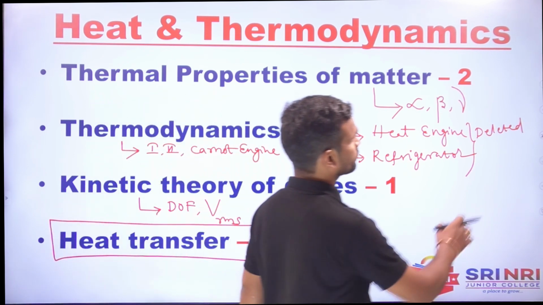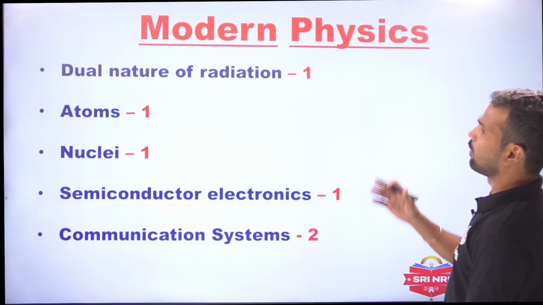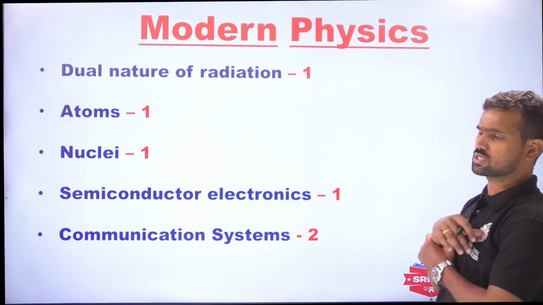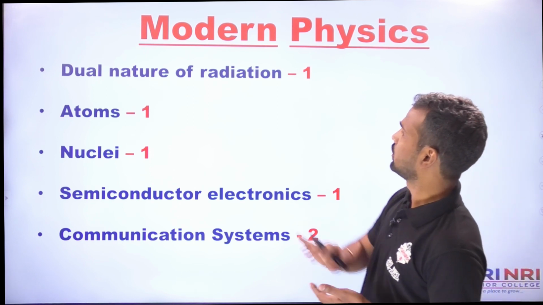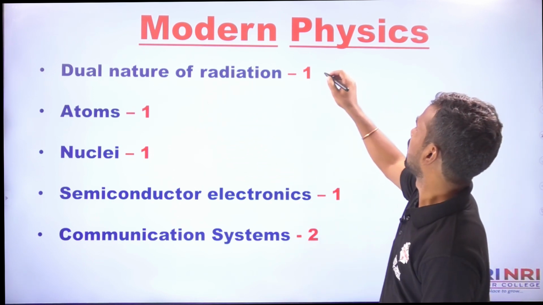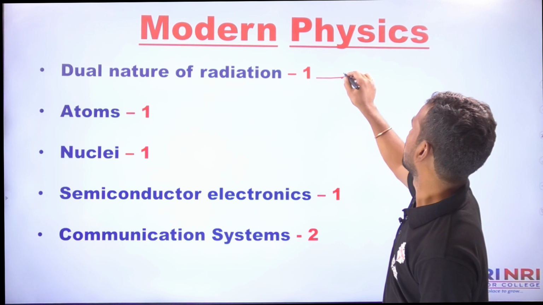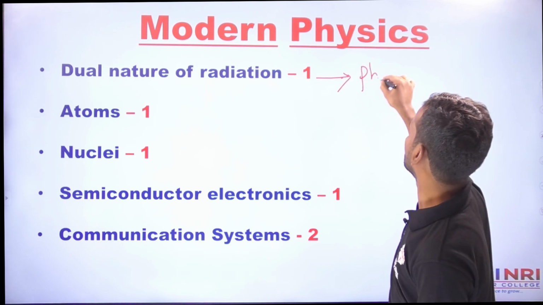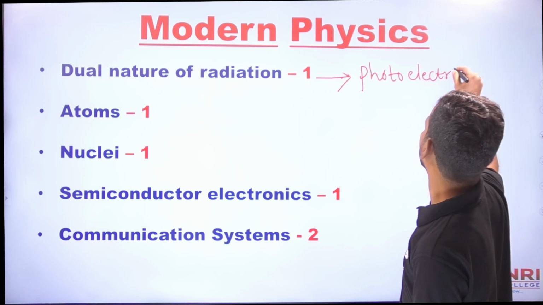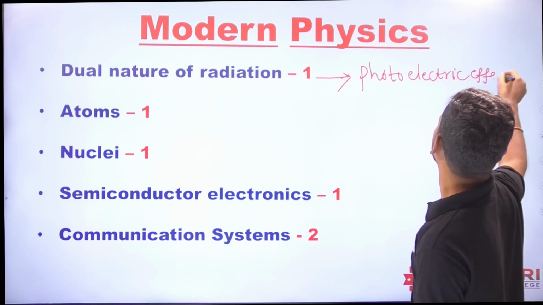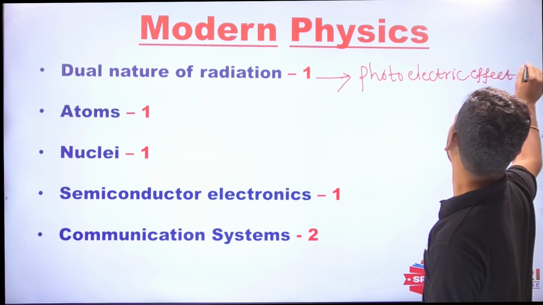Next, in modern physics, most of the time you will get memory based questions only. The dual nature of radiation and matter is also there. Here, based on the photoelectric effect, the equation of the photoelectric effect and the graphs, you may get one question.